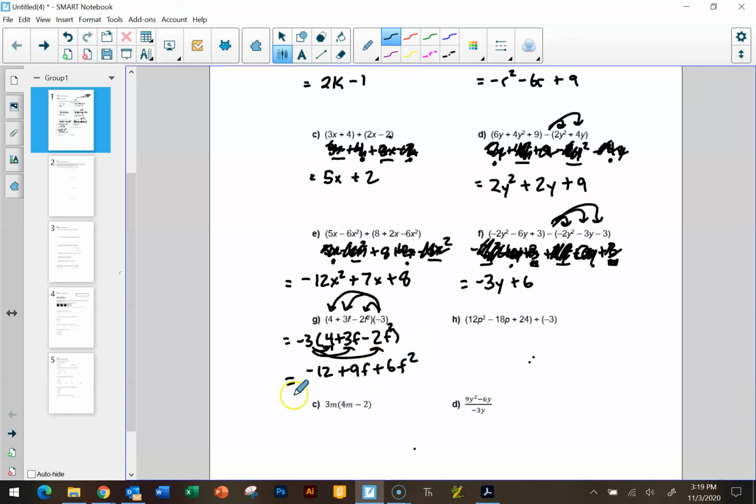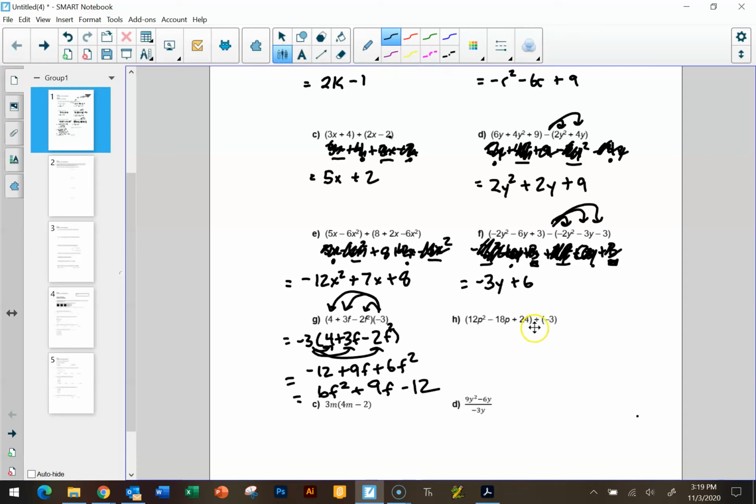And we always like to write these in terms of biggest degree to smallest degree, right? The degree of this is 2, the degree of this is 1, and the degree of the constant is 0. So 6f squared plus 9f minus 12 is actually the proper order to write that in.